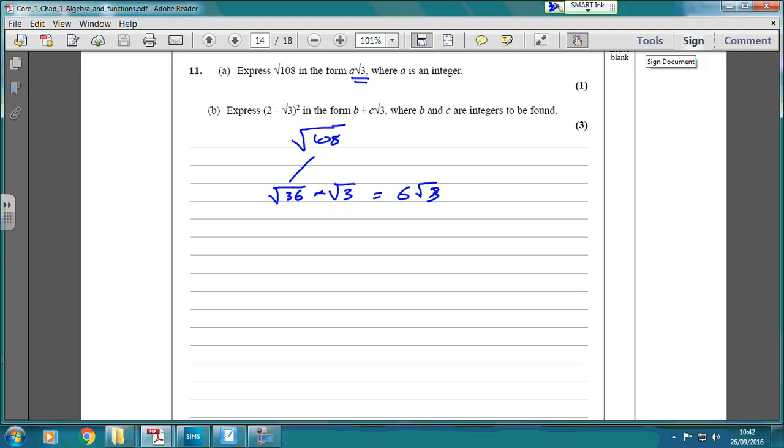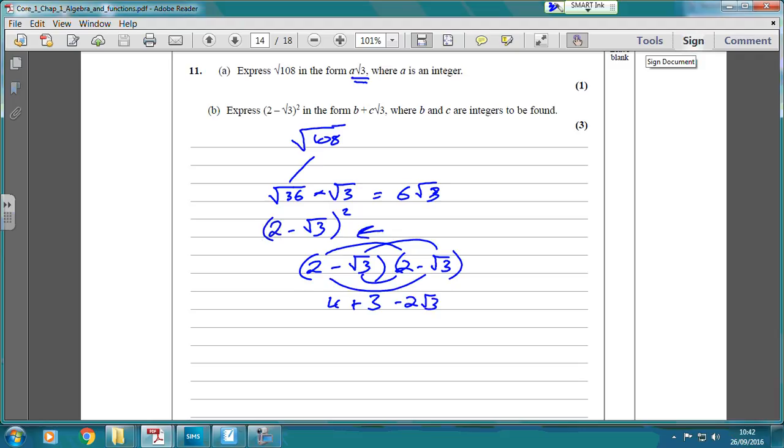Next, you had to do 2 minus root 3 squared in the form something plus something root 3. So if we've ever got a square bracket like this, it's going to be 2 minus root 3, 2 minus root 3. Now most people say it out like that, which I was happy with. But 2 times 2 is going to be a 4. Minus root 3 times minus root 3 is going to be plus 3. Then we've got minus 2 root 3, minus 2 root 3. That's 7 minus 4 root 3.